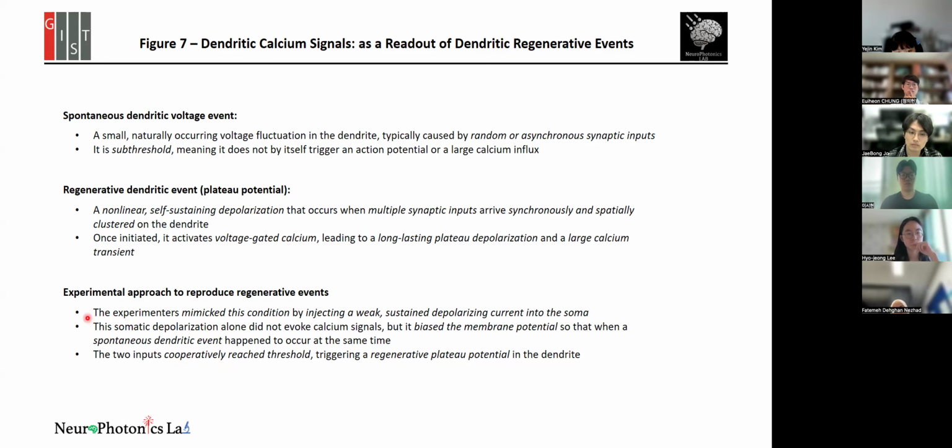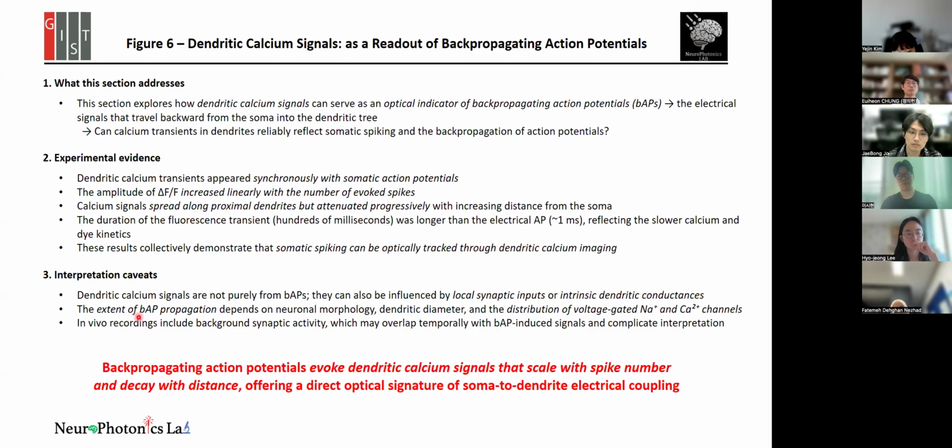Got a question. Can you go back one slide? Quick question. So what does this mean? Do you understand? Could you explain? Backpropagating action potentials evoke dendritic calcium signals that scale with spike number and decay with distance. So what does it do? Well, what's the mechanism?